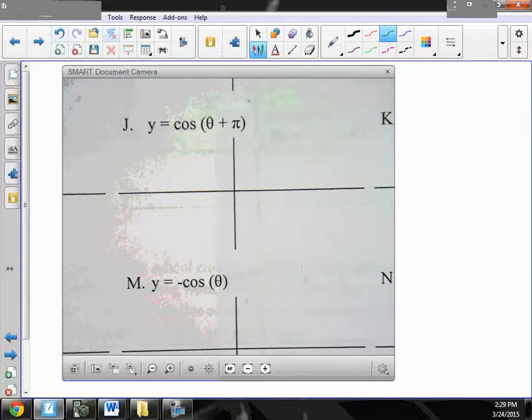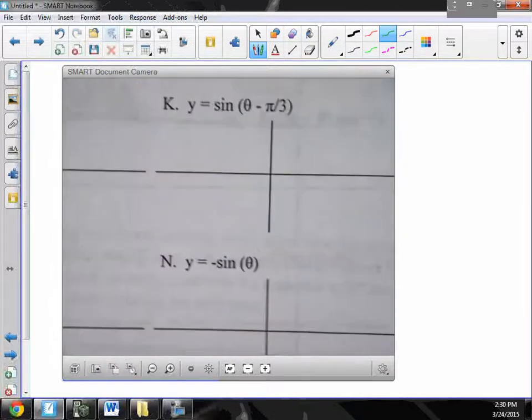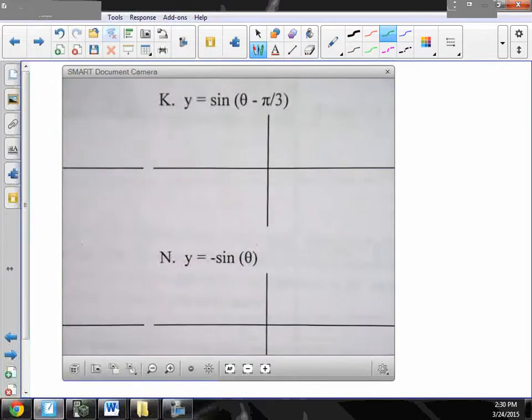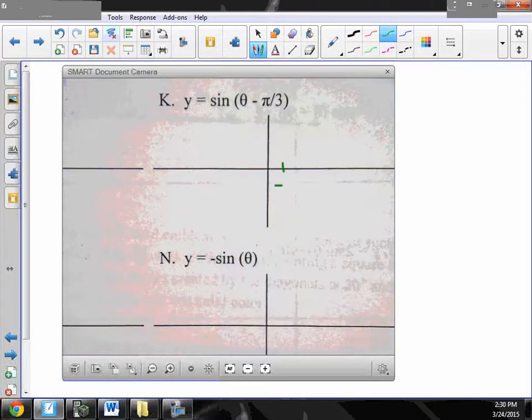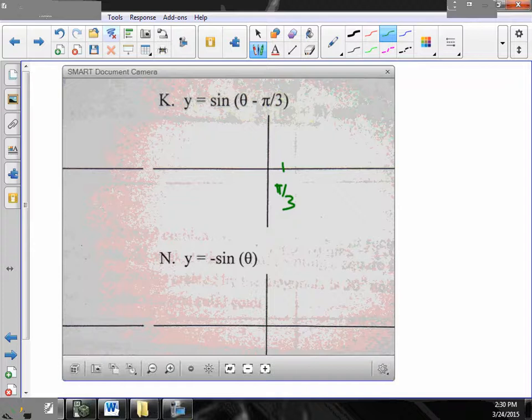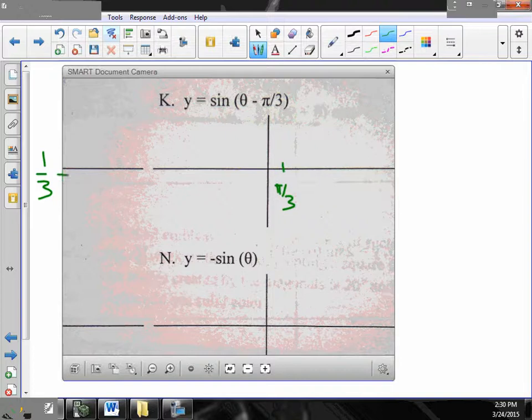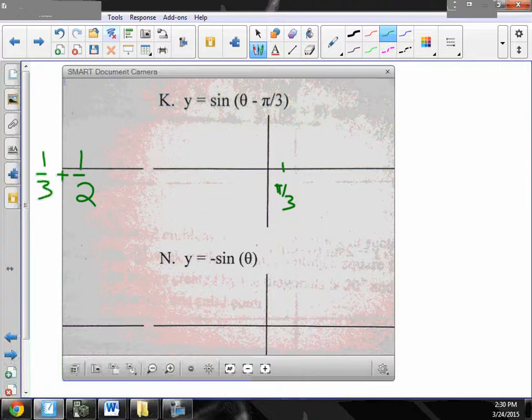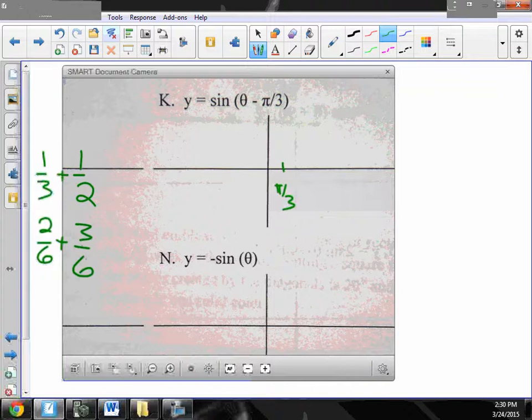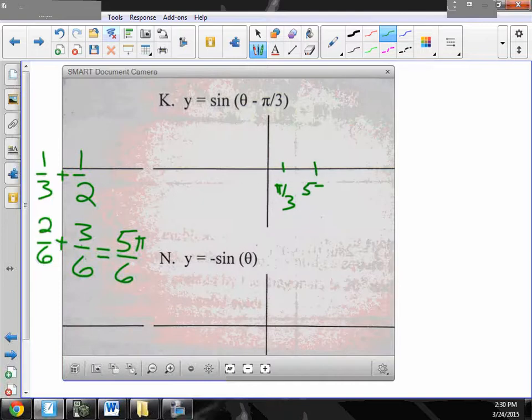All right, letter K. This is kind of tricky. Not really, it's not too bad. Which direction am I shifting? To the right. So this will be pi over 3. How far do I need to move to get to my next critical point? Pi over 2. So really I'm taking 1/3 and adding 1/2, which needs to be done with the denominator of 6. So it would be 2 over 6 plus 3 over 6, which is 5 pi over 6. So my next critical point is 5 pi over 6.